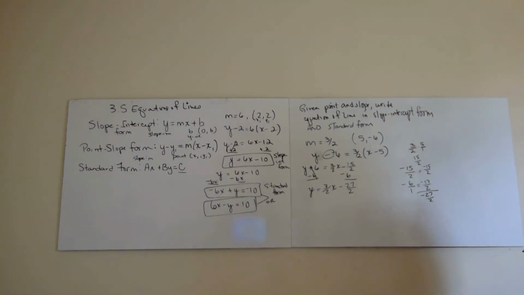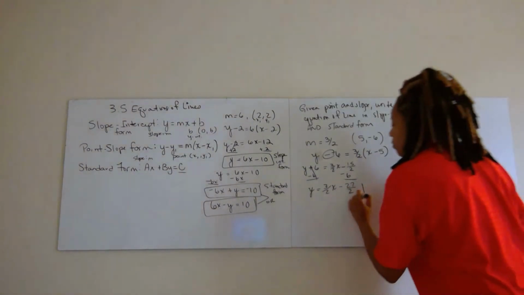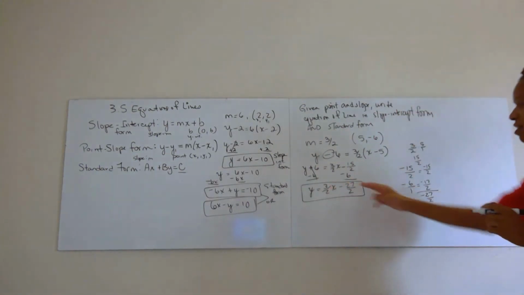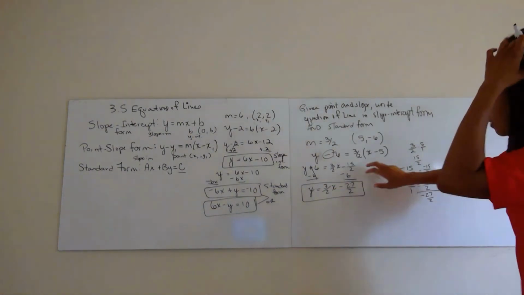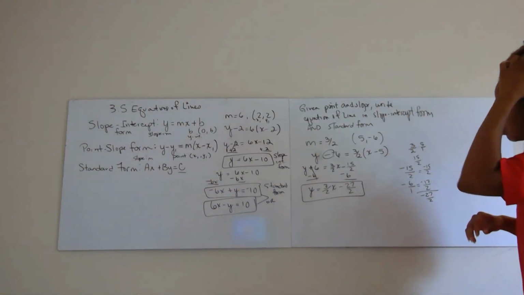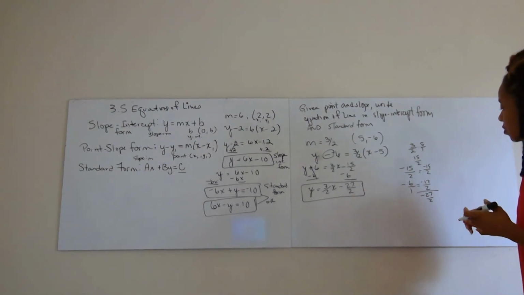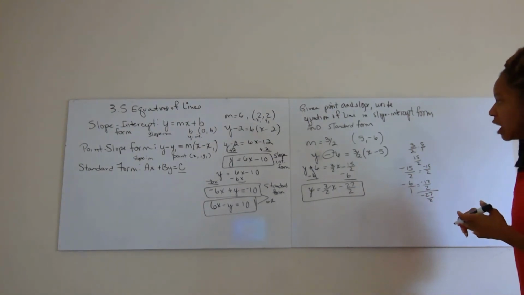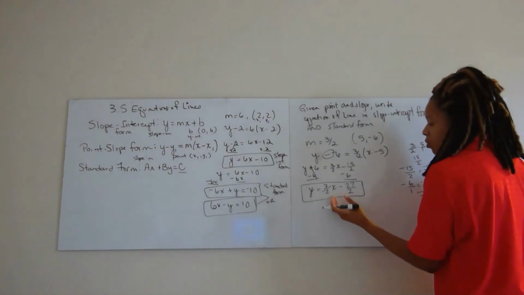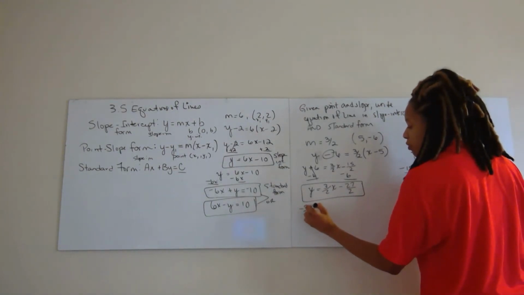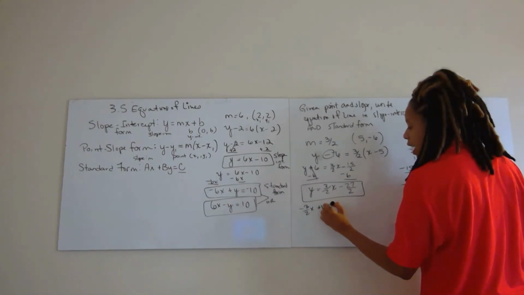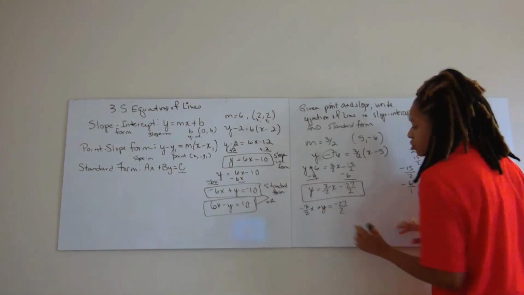And so from there, that's my slope-intercept form. I'm finished. Y is equal to 3/2x minus 27/2. And that's it. Once you combine these, you're finished. And so then in our standard form, what would happen? Well, the x term would move to the other side. So it would become -3/2x plus y equals -27/2.